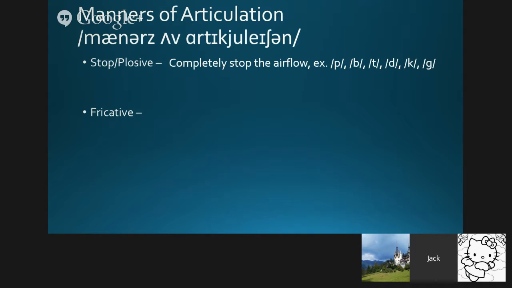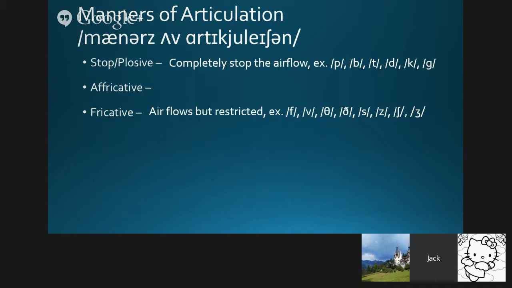Down there we have a fricative. Fricatives let the airflow out, but you're really restricting it, like through a nozzle. These are f, v, s, z, sh, zh. You can feel how the air is coming out, but it's restricted. S makes it hiss. Between these two, you have something called an affricate.